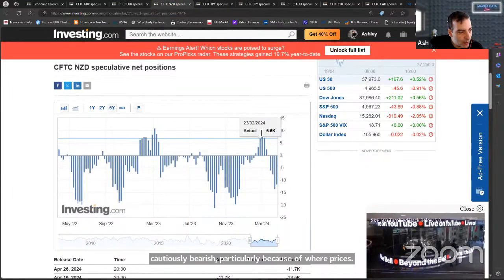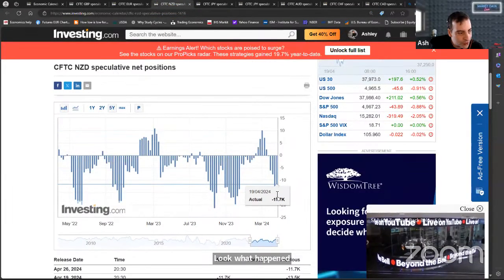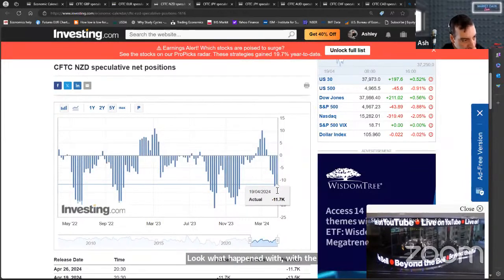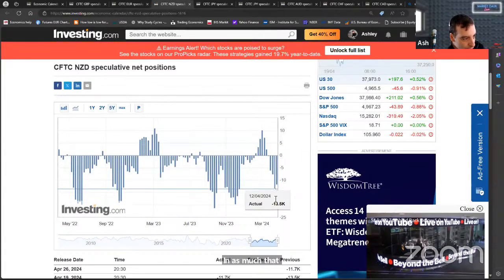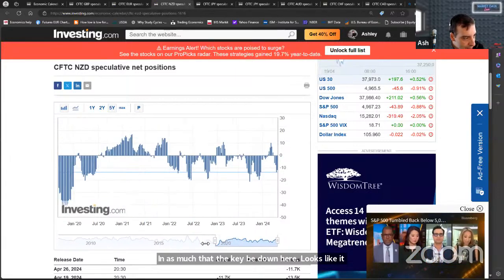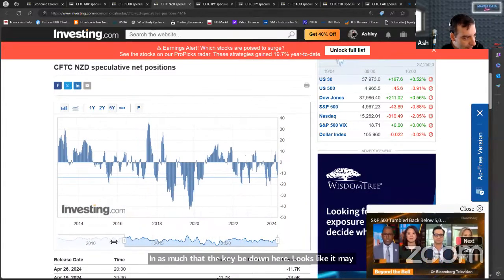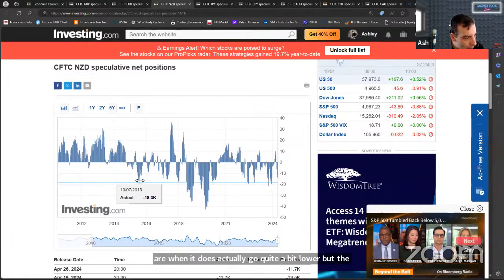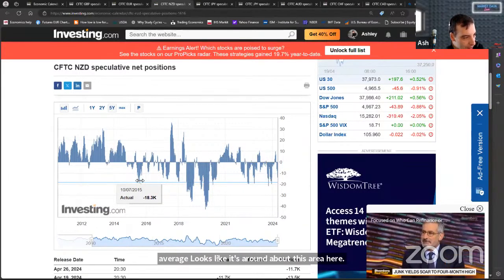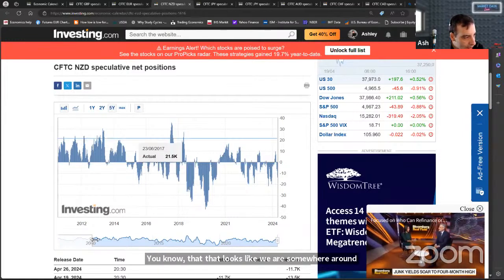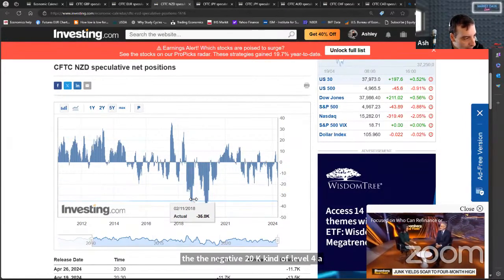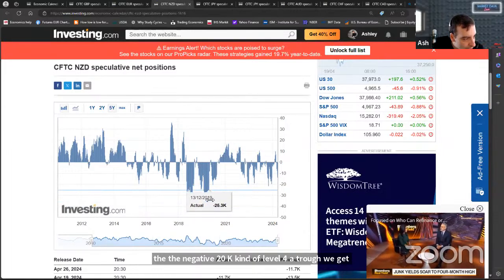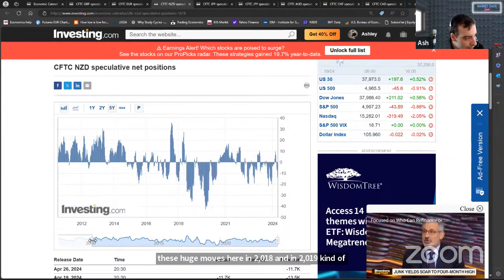Look at what happened with the Kiwi. Now the Kiwi's actually done the opposite, in as much that the Kiwi down here looks like it may well have troughed. Now let's see where these troughs are. Well, it does actually go quite a bit lower, but the average looks like it's around about this area here. That looks like we are somewhere around the negative 20k kind of level for a trough. We get these huge moves here in 2018 and in 2019, kind of going into COVID, but the general kind of area looks like it's around about this between 10 and 20k negative.